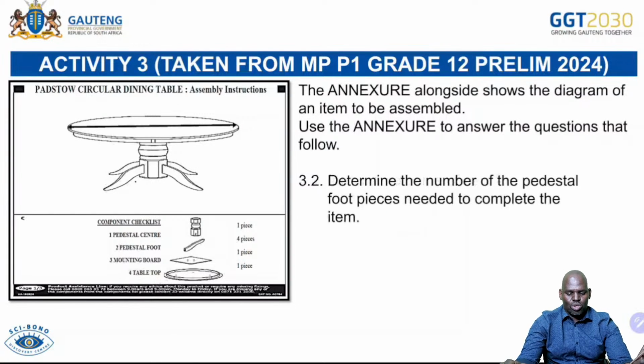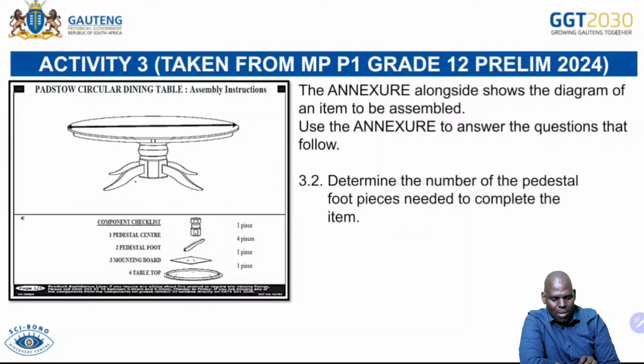And then number 3.2 is determine the number of the pedestal foot pieces needed to complete the item. Determine the number of the pedestal foot pieces needed to complete the table. So you can see that in this case, for the pedestal foot, there must be 4 pieces. So it's 4 pieces. You can read it there.